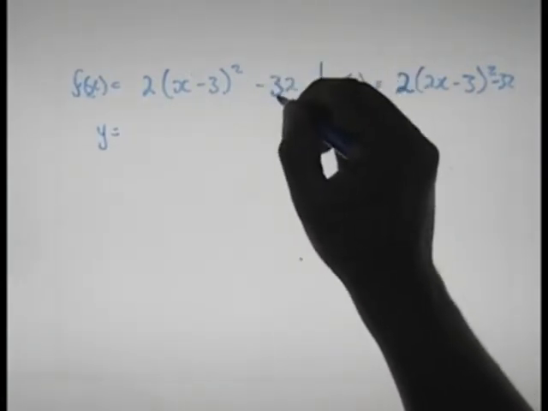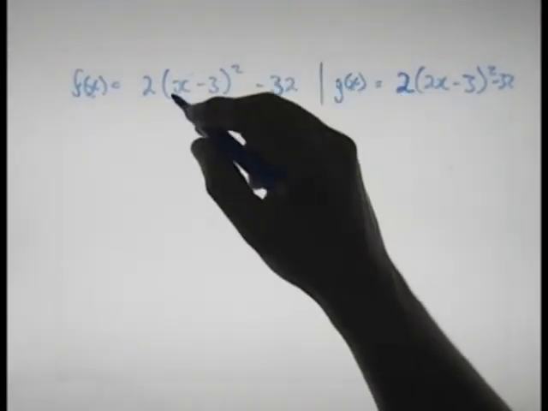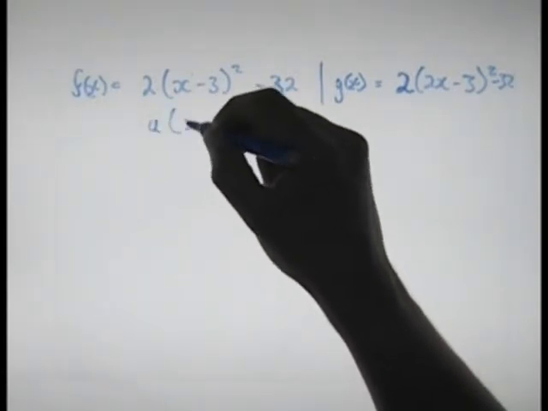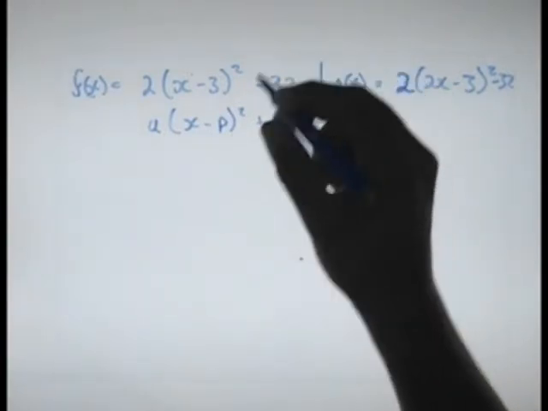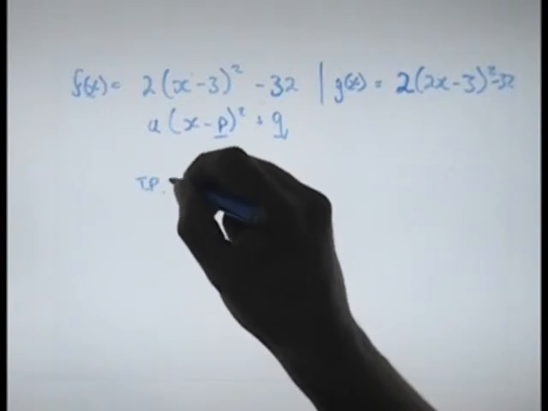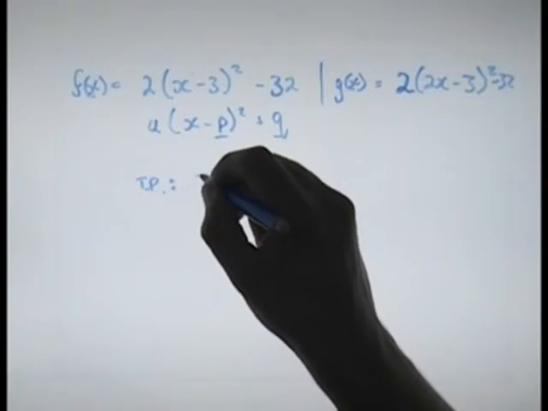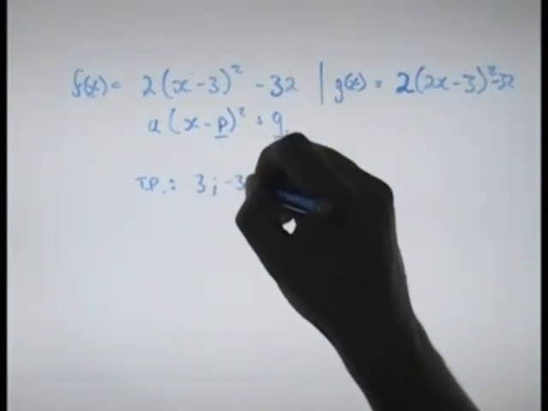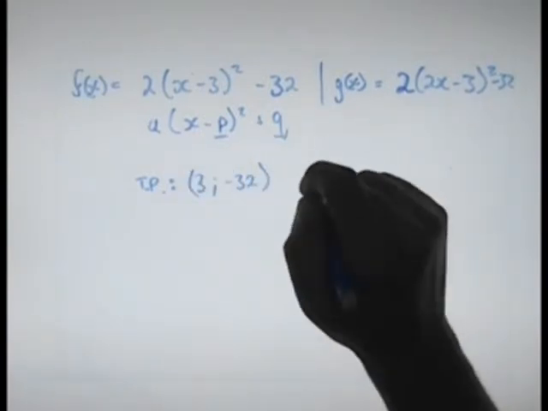With this graph over here, what I'm going to first start by doing is looking at my turning point, which is, remember, my standard parabola is a times x minus p squared plus q, which means that my turning point is at p, q. My turning point in this graph is going to occur at x is equal to positive 3, y is equal to negative 32. That's where my turning point is going to be.